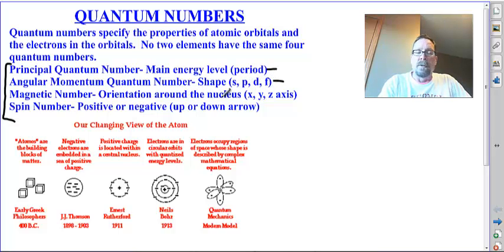The magnetic number is just as in the X, Y, and Z axis, because these are 3D, three-dimensional objects. And then the spin number just tells you, remember electrons are negatively charged, and so they will repel each other. Yet they all want to get as close to the nucleus as they can, because the nucleus is positive. So you can minimize some of that repulsion, and they can share an energy area if they're spinning in opposite directions.